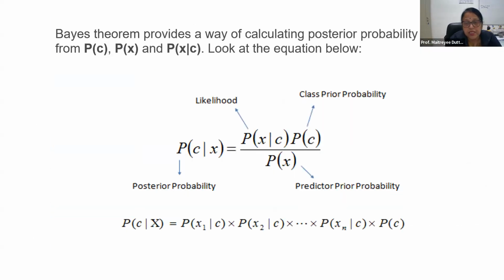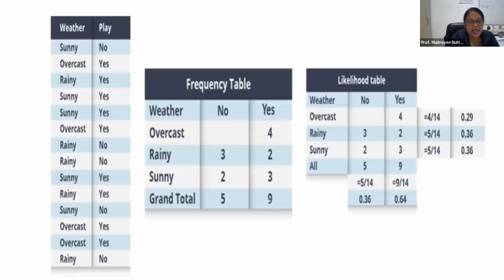Sorry, first of all let me show the example, then I will come to the equation. So this is the example: weather and play, whether the person should play or not. Sunny weather, overcast weather, rainy weather. There are three types of weather we have given: overcast, rainy, and sunny. And some data has been given as no or yes. So the frequency table we have drawn, right?